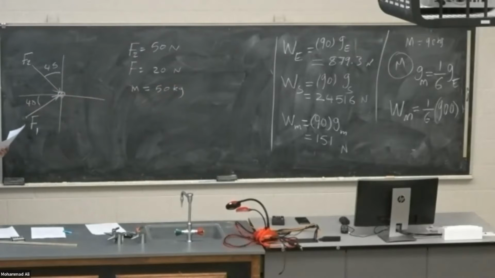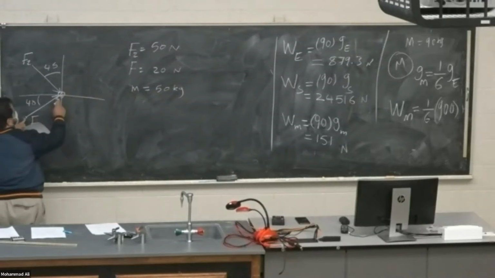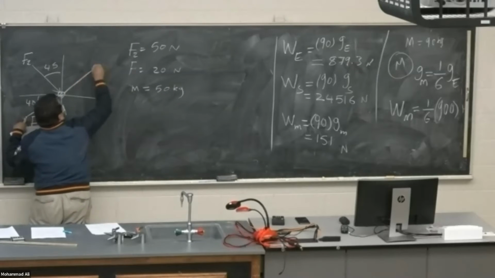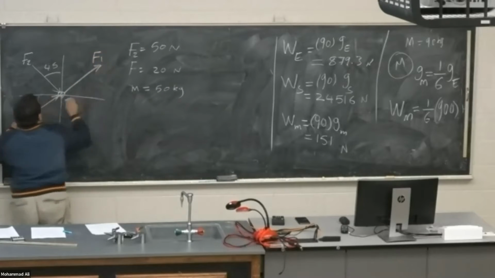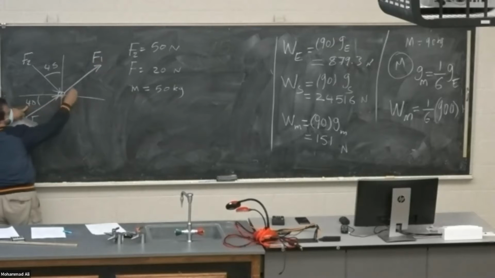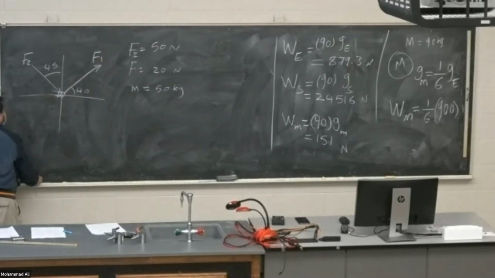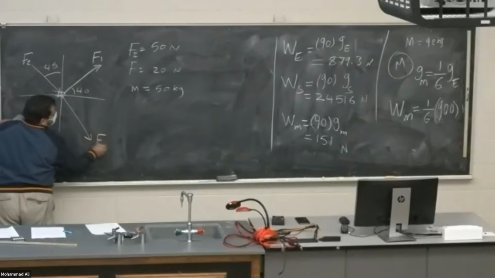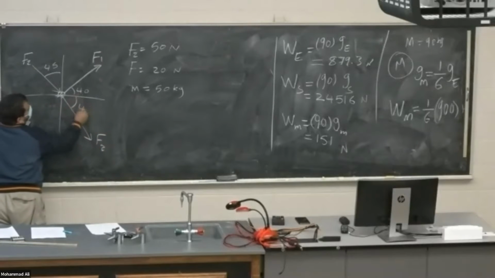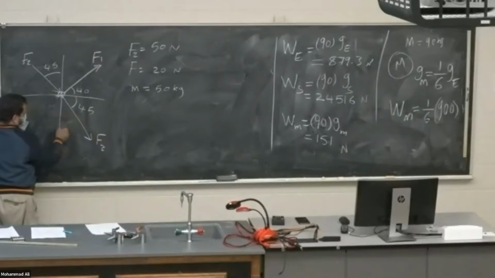We need to put our forces as vectors at the origin. So this is F1, it will be like this. And this angle 40 will be this angle 40, right? What about the other one? F2, this is F2. This is 45. Or this also is 45.